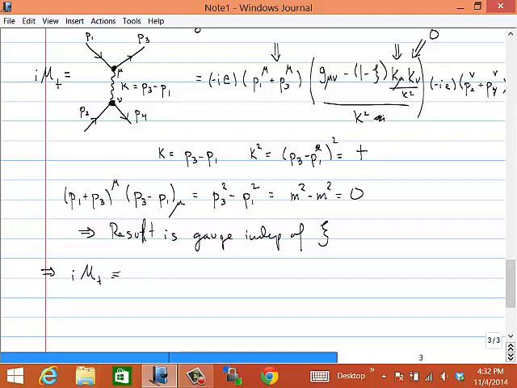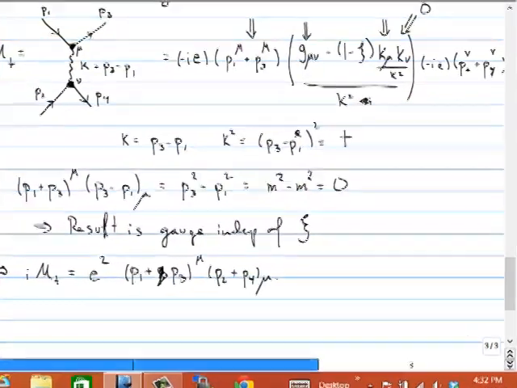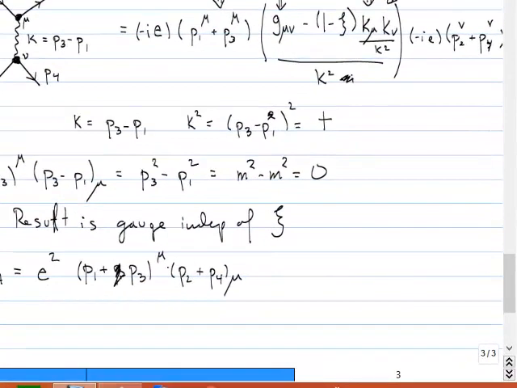And we see that this diagram just gives you e squared times, now we just have this metric term here, so we get P1 plus P3 contracted with P2 plus P4, divided by t, that Mandelstam variable. Okay, so that was the t-channel diagram.